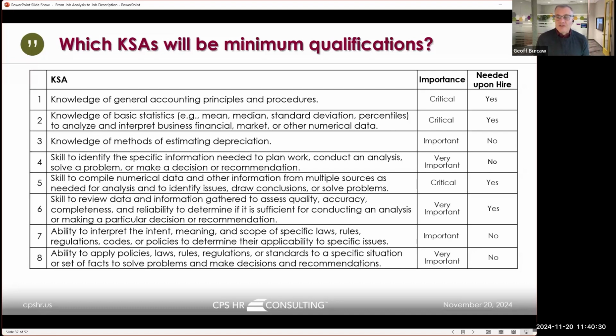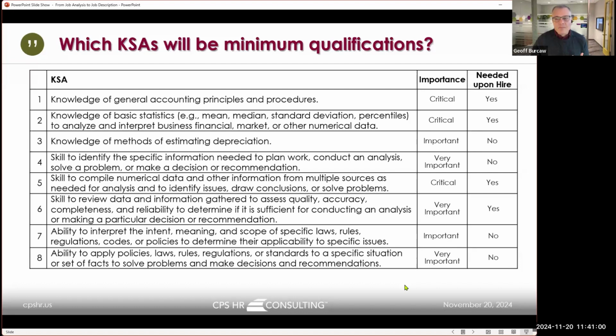And then we usually ask, is this particular KSA needed upon hire versus something that's going to be learned on the job over time? And then we figure out if the majority of the subject matter experts think that it's needed upon hire, and it's kind of a yes or no question. So here we've got some KSAs, and we have an indication of which ones are critical, which ones are very important, and very importantly, which ones are needed upon hire.